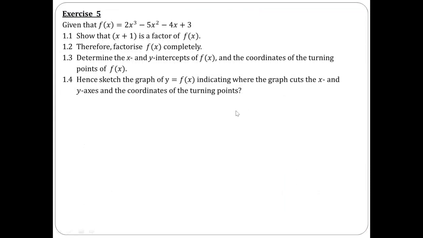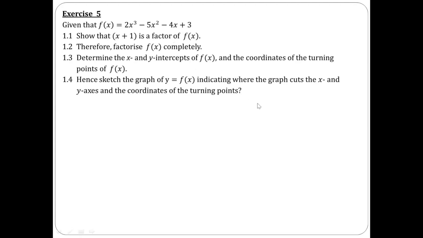Exercise 5. Given that f of x is equal to 2x cubed minus 5x squared minus 4x plus 3, first part: show that x plus 1 is a factor of f of x. Therefore, factorize f of x completely. Determine the x and y intercepts of f of x and the coordinates of the turning points of f of x. Hence, sketch the graph of y is equal to f of x, indicating where the graph cuts the x and y axis and the coordinates of the turning point.